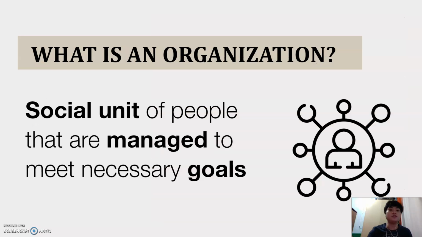So first, let's start off with what is an organization. An organization is defined as a social unit of people that are managed to meet necessary goals. They are a design team to pursue a specific achievement to develop and implement their cause. It also refers to the act of putting things into a logical order, or the act of taking an efficient and orderly approach to tasks or a group of people who have formally come together.